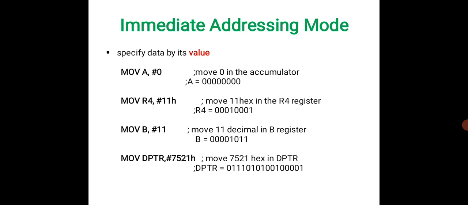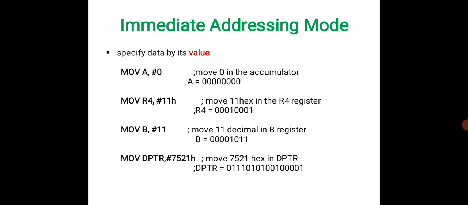So the first one is immediate addressing mode. Here we access the data which is specified directly in the instruction, or we can say that it is specified by its value. In the first instruction we can see MOV A, #0, which means that 0 is moved into the accumulator. Similarly, I have given certain examples of moving a value into particular registers, either an 8-bit register or a 16-bit register.